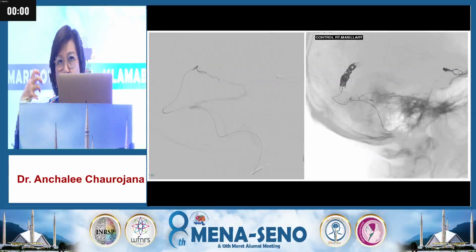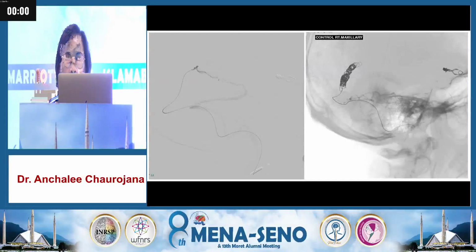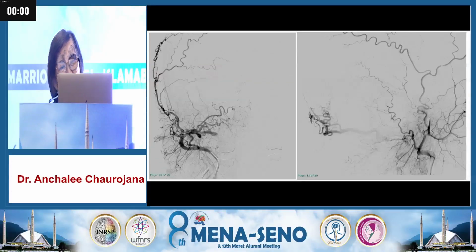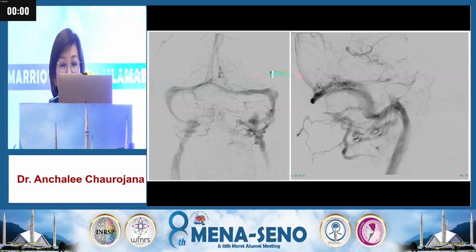I don't know whether you have it or not, but this is one of my favorites, the fiber coil. It's a fiber coil, and it's much cheaper. It's much cheaper. And after this, there are a few coils and everything's gone.